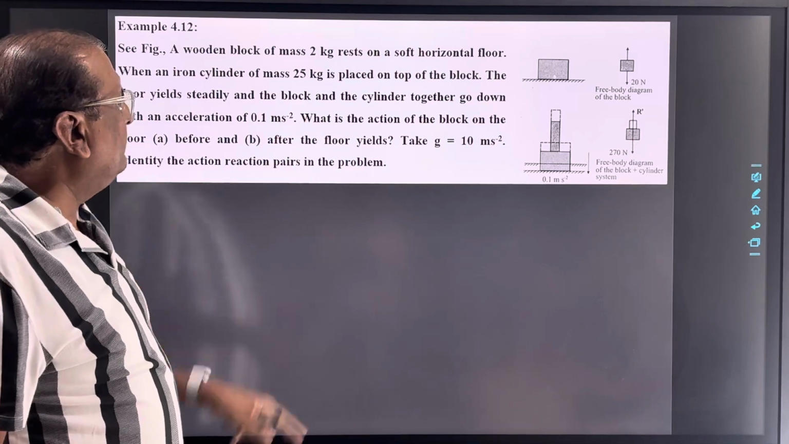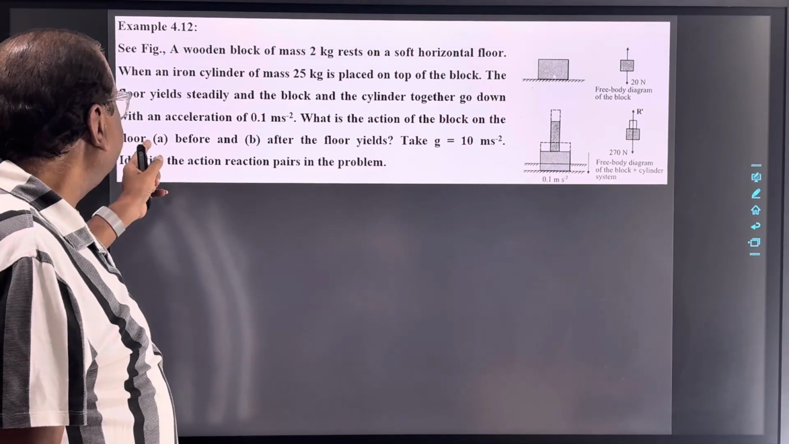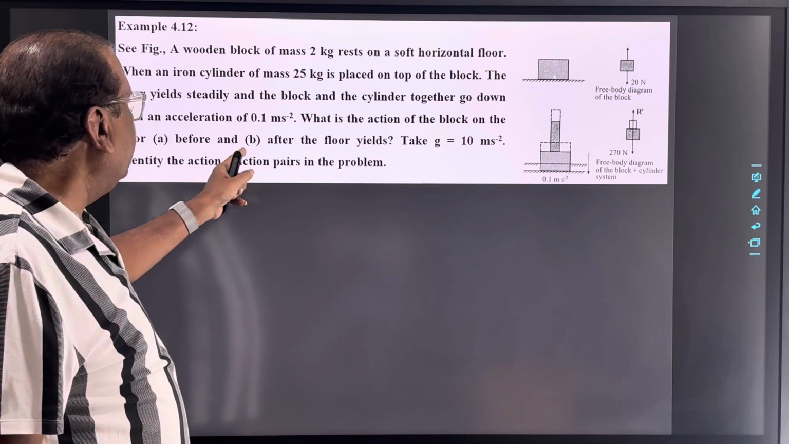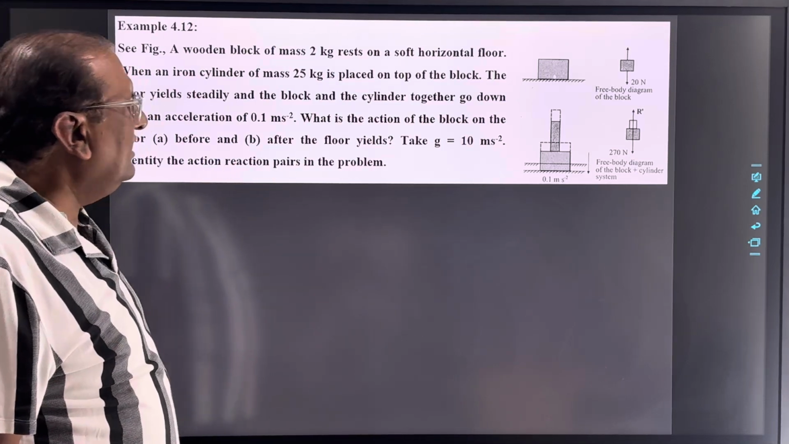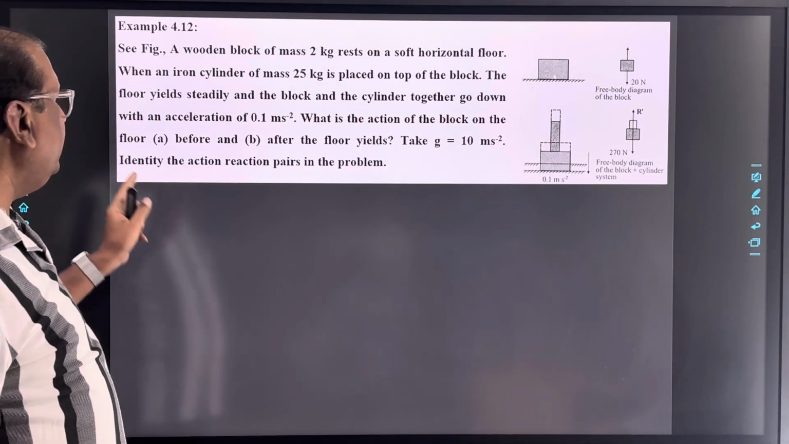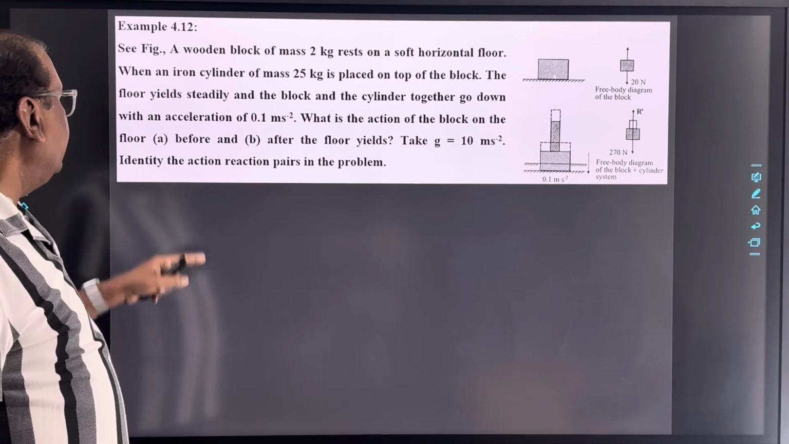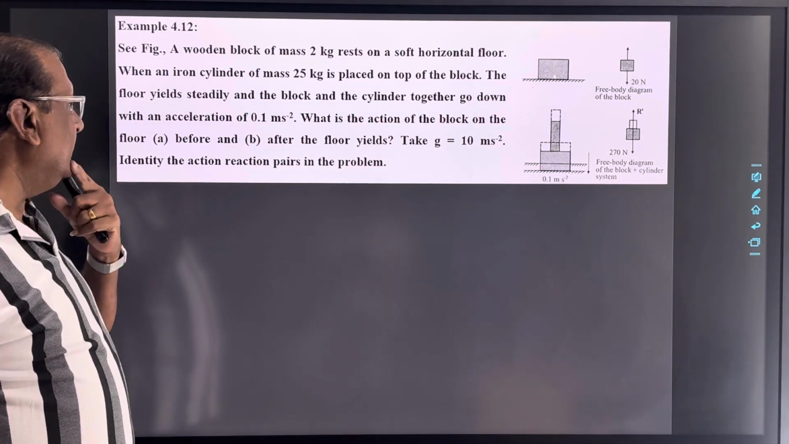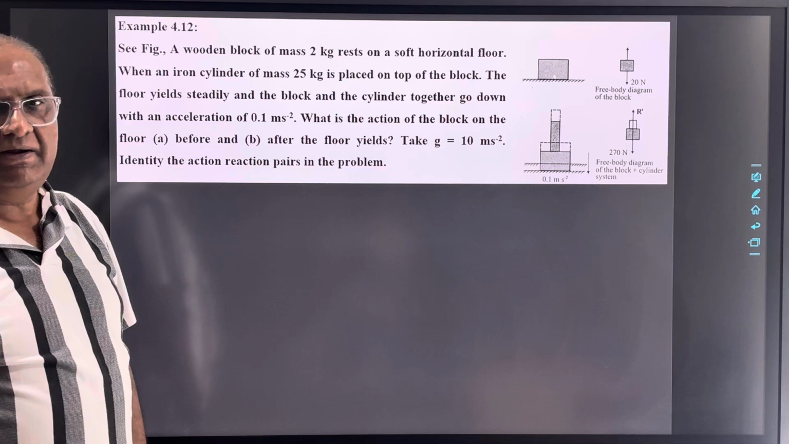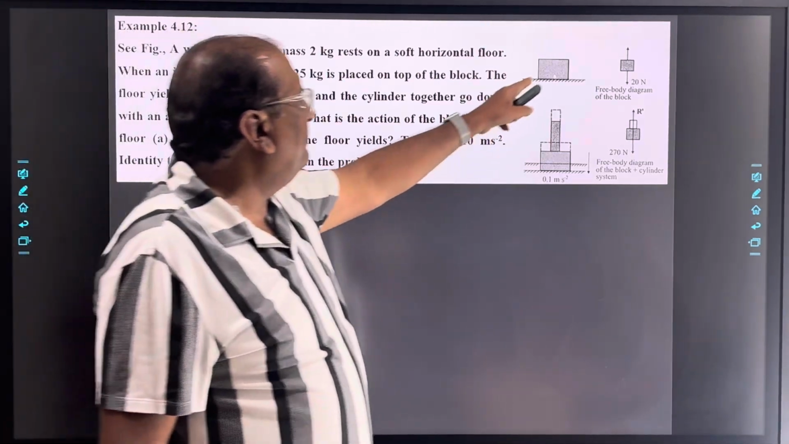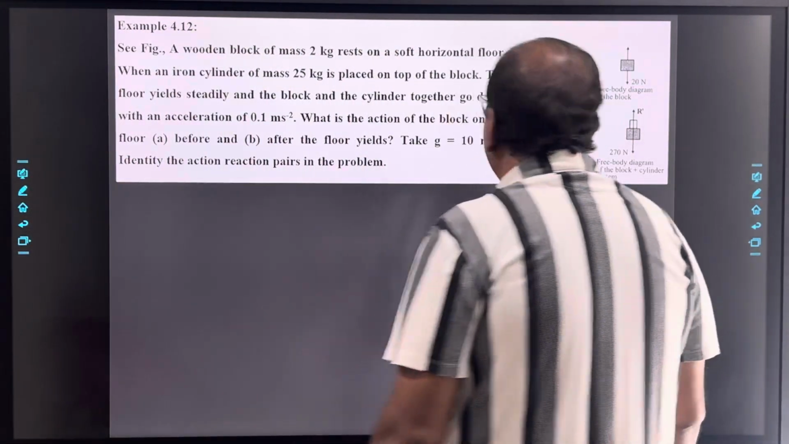What is the action of the block on the floor? A. Before and B. After the floor yields. Take g equal to 10 meter per second square. Identify the action-reaction pairs in the problem. Now see, first think about this first case.